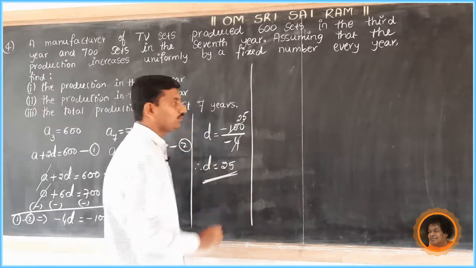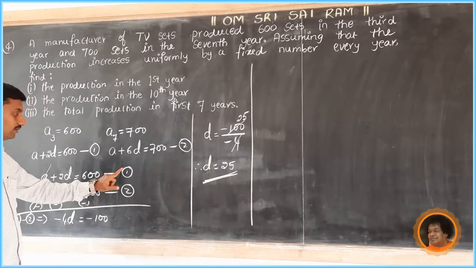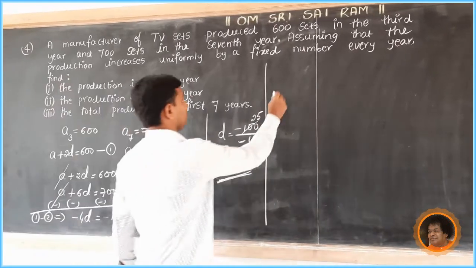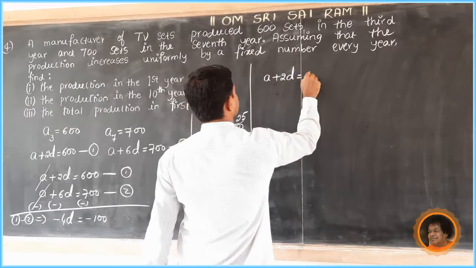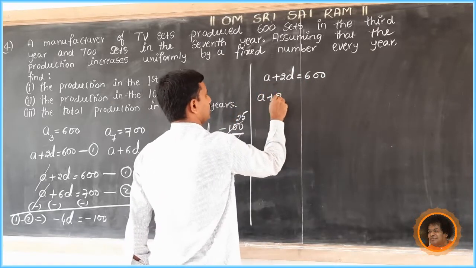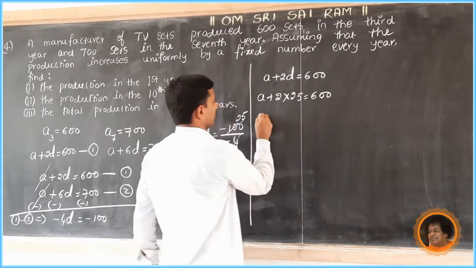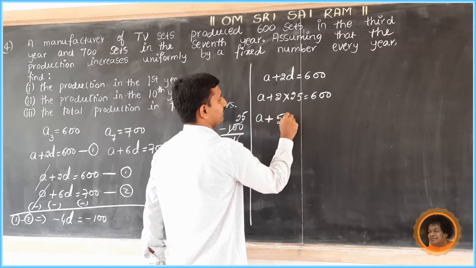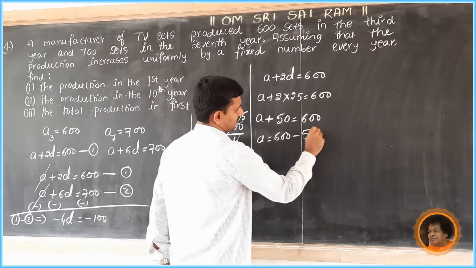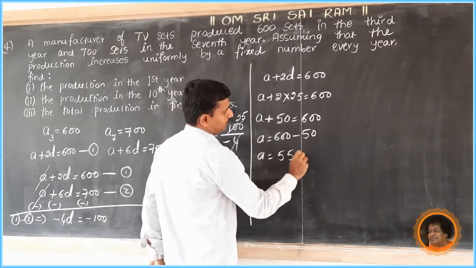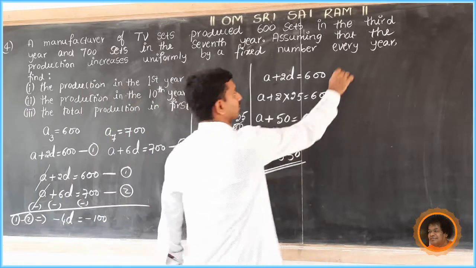Next, how to find the first term? By substituting the value of d in equation 1 or 2. Now, substitute the value of d in equation 1, a plus 2d equal to 600. So, a plus 2 into 25 equal to 600, a plus 50 equal to 600. So a equal to 600 minus 50. Therefore, a equal to 550. So the first term is 550 and the common difference d equal to 25.